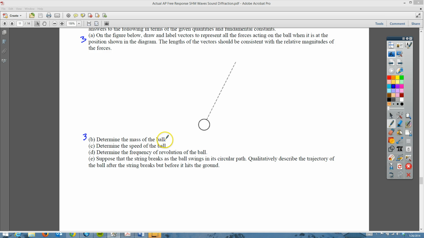They want us to determine the mass of the ball. We know in this situation the sum of the forces in the y direction, so that's up and down, shouldn't change. So there's no acceleration in that direction, so the net force there is 0. Remember we had this side, and now we also have this one. This is mg, this is still T, and then they had given us an angle also.